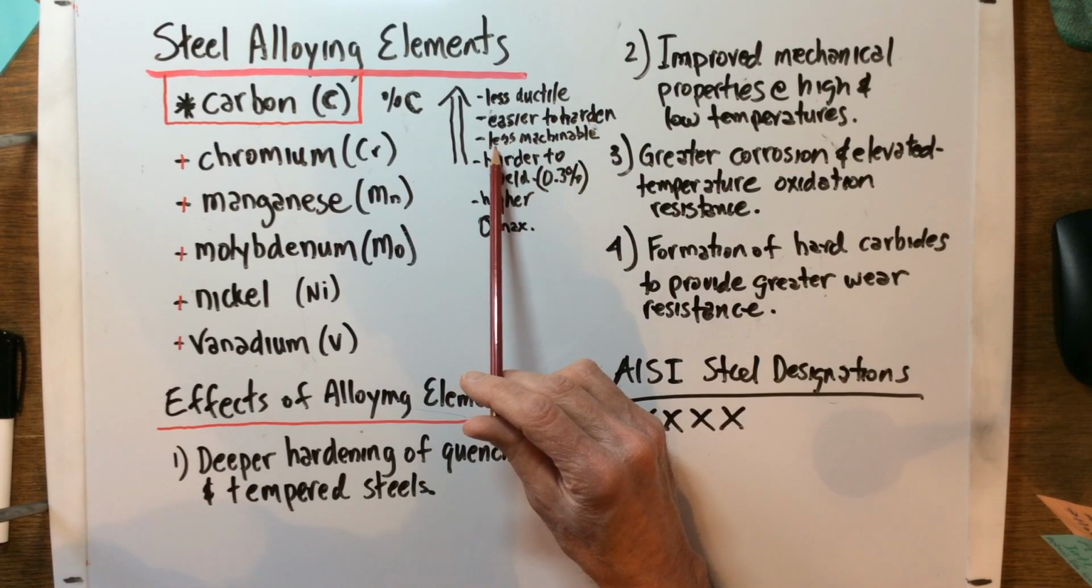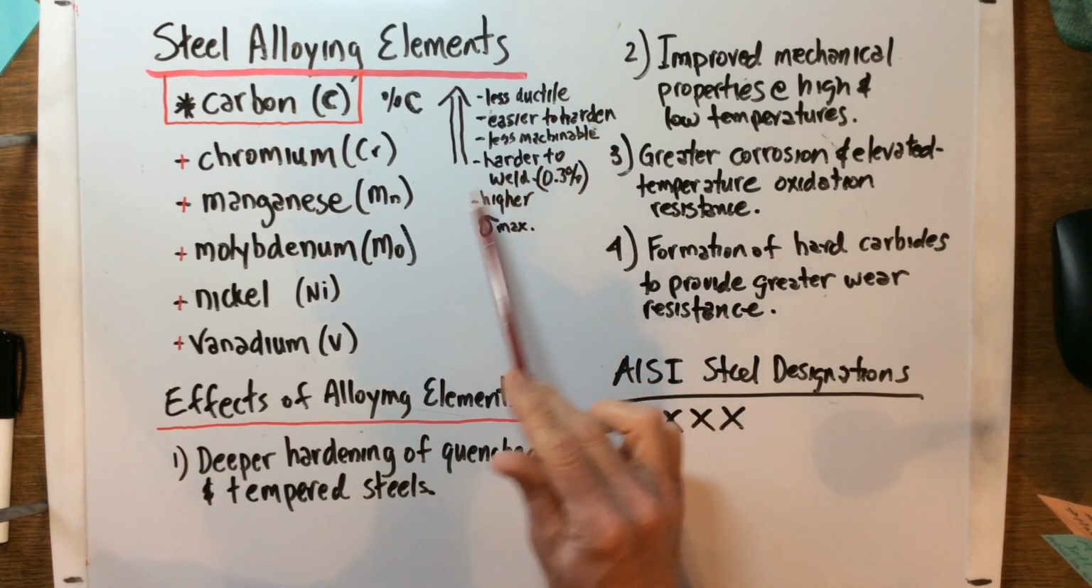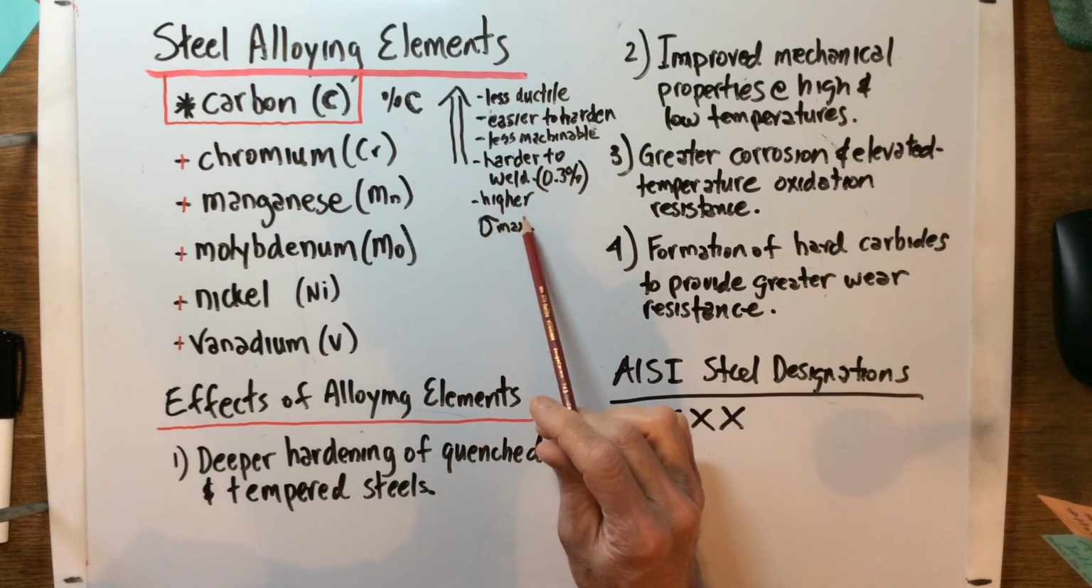But also it becomes less machinable, which means it's more difficult to machine. It's more difficult to remove the metal from a component. If you're machining something, either turning it or milling it, what have you, you're going to be removing a certain amount of steel to conform to some sort of geometric shape that you're trying to produce. So it becomes less machinable as the carbon content increases.